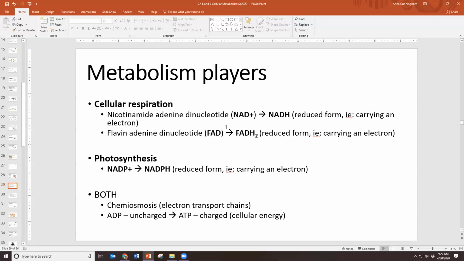So both of them use what's called chemiosmosis, which again is just using an electron transport chain to generate a proton motive force. And both of them will use that electron transport chain to fuel ATP synthase and basically charge the molecular battery that is ADP into ATP, which is usable cellular energy.